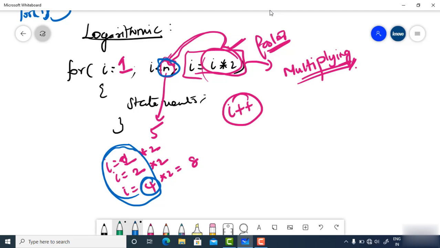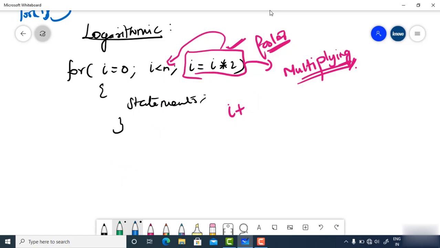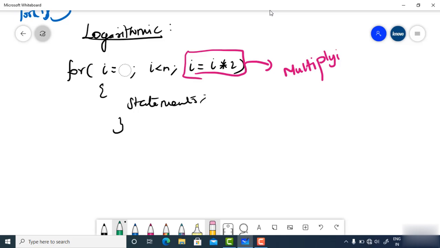Keeping that in mind, let's try to analyze this algorithm. This for loop is not a complete algorithm. Erase all this stuff. Multiplying is something important to be understood, so let it be there. And change it to 1.